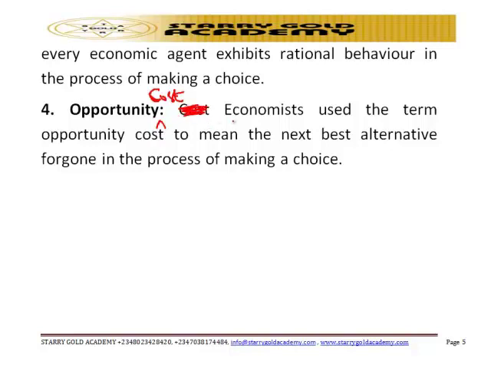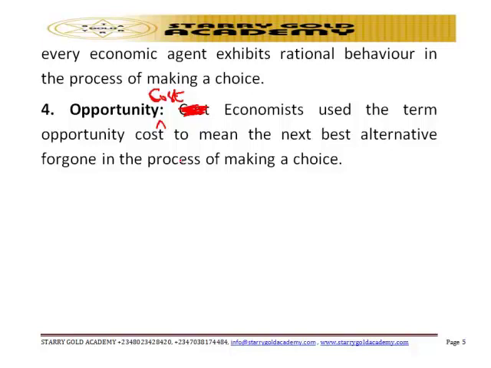Economists use the term opportunity cost to mean the next best alternative forgone in the process of making a choice. The opportunity cost is the next best alternative forgone in the process of making a choice. Every one of us embarks on this basically every day of our life. There are alternatives we give up in exchange for one commodity.